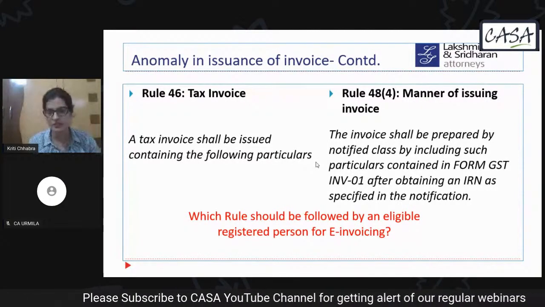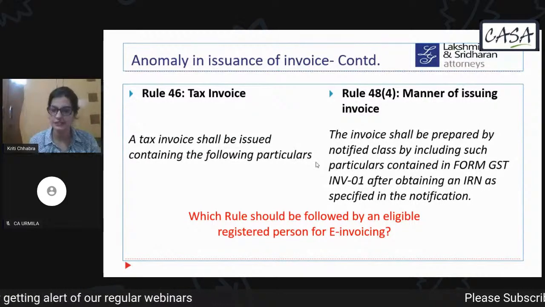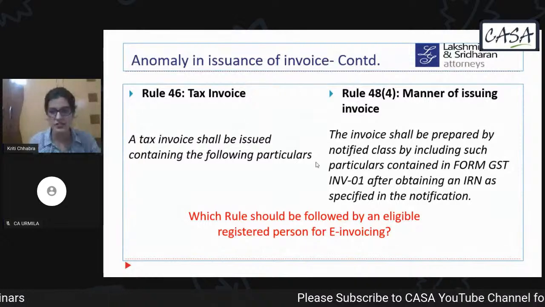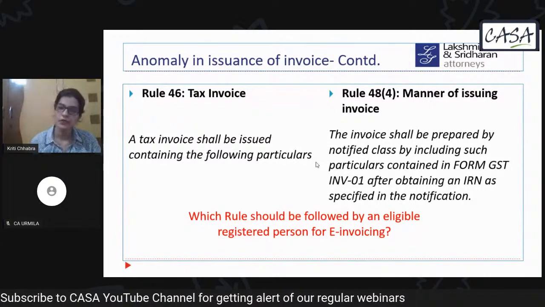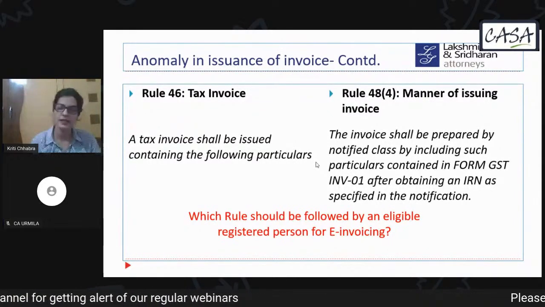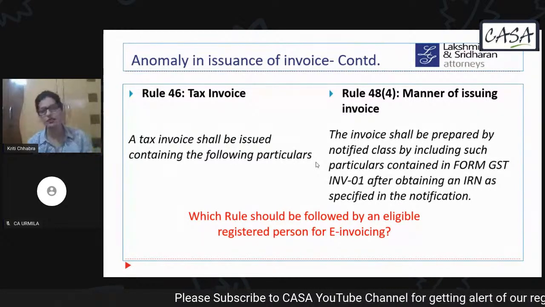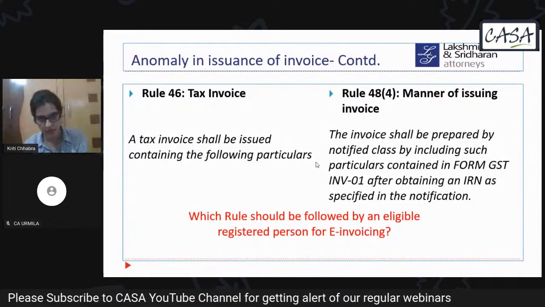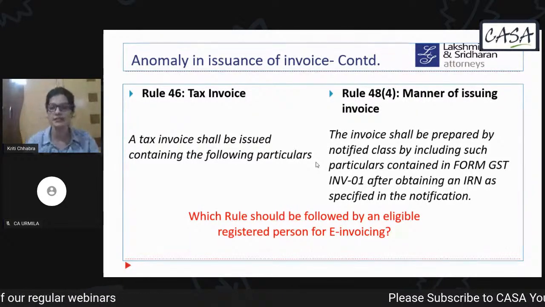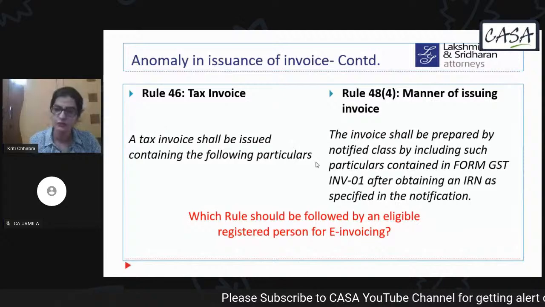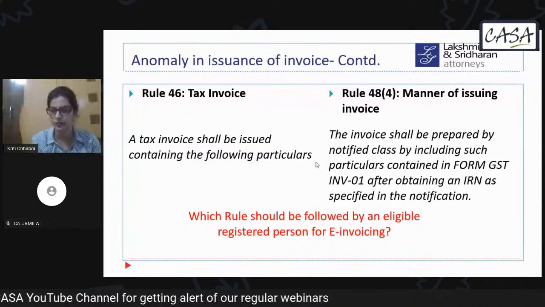Now, for the purpose of e-invoicing, Rule 48(4) has been inserted, which says that the invoice shall be prepared by a notified class of person by including such particulars as mentioned in Form GST INV-01. Under this e-invoicing scheme, Rule 46 is already in place because the government has not abolished it or given any relief from Rule 46, and Rule 48(4) also prescribes certain particulars. So both these rules are defining certain particulars of invoices. Therefore this question arises: which rule should be followed by an eligible registered person for the purpose of e-invoicing?